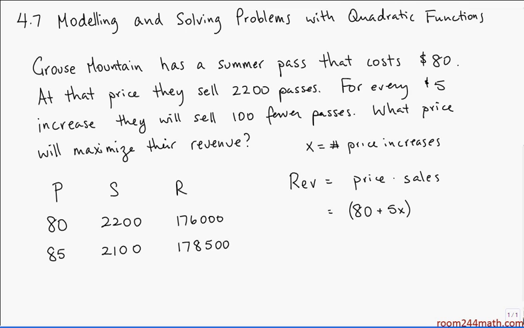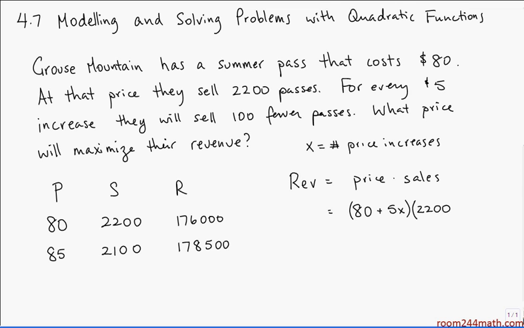Now, it's not a price, so don't use P. It is simply a certain number of price increases. So in other words, with one price increase, you'd have 80 plus 5 times 1, 85. It would be the second line of that table. Similarly, sales starts out at 2,200.